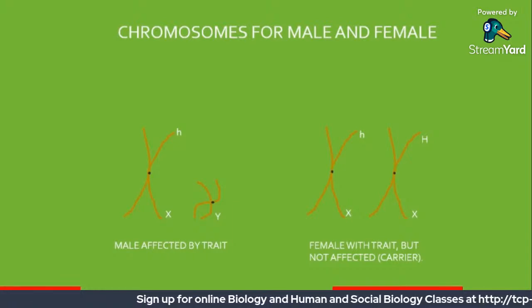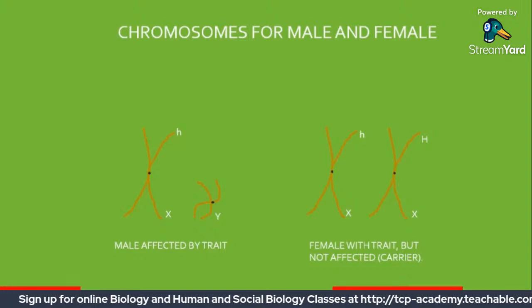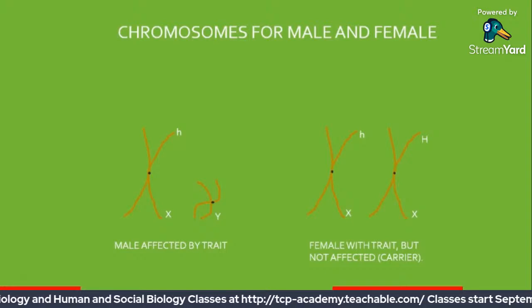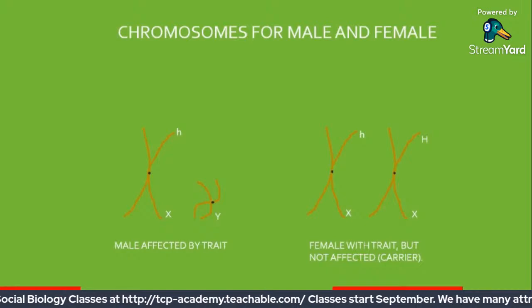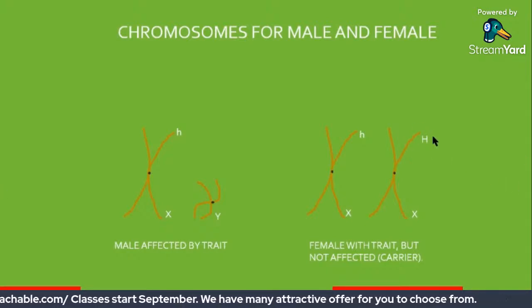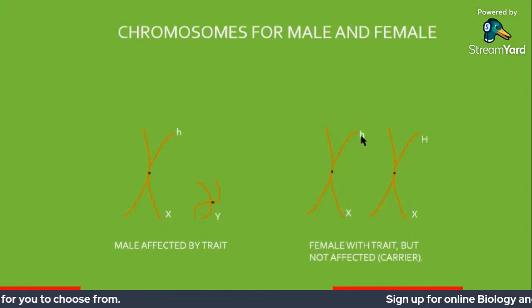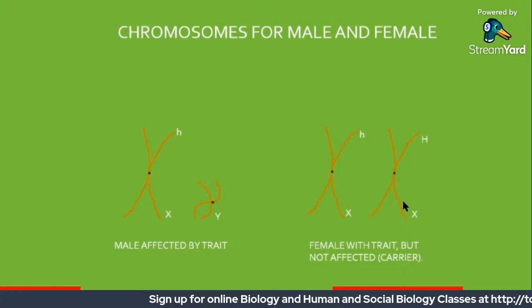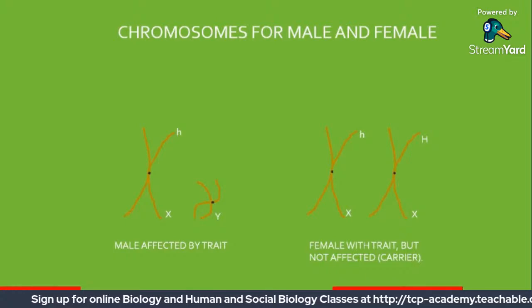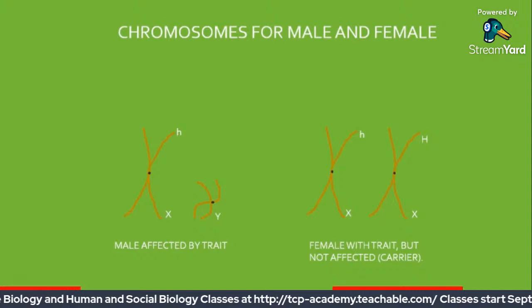On the other hand, the female here has one recessive allele and a dominant allele as well. In this case, the recessive allele is masked by the dominant allele, capital H here. The capital H is the dominant allele. As such, it will mask the common h, which is the recessive allele here, hence making this female a carrier. Now, a carrier female is not adversely affected by the trait. However, she will pass on the trait to her daughters, but her daughters will only be carriers.